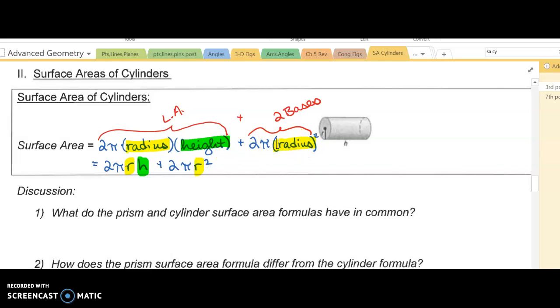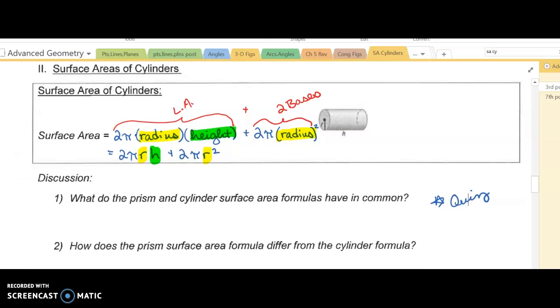Okay, so some good discussion questions, and again this might be one of those questions that would pop up on a quiz, so make sure that you write this down. What do the prism and cylinder surface area formulas have in common? What I hope you're thinking about right now is that both surface area formulas are essentially the lateral area plus the area of two bases. Both of them have this component plus this component.